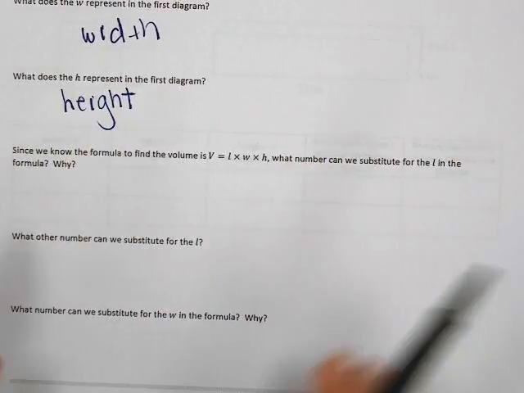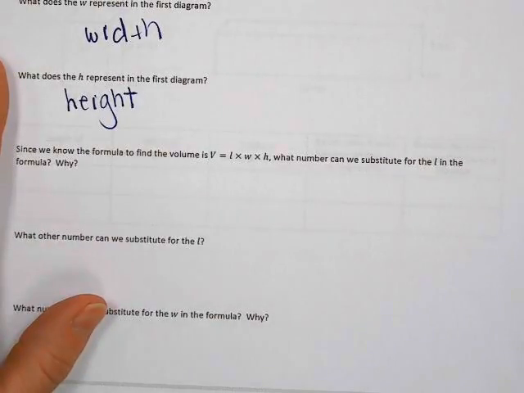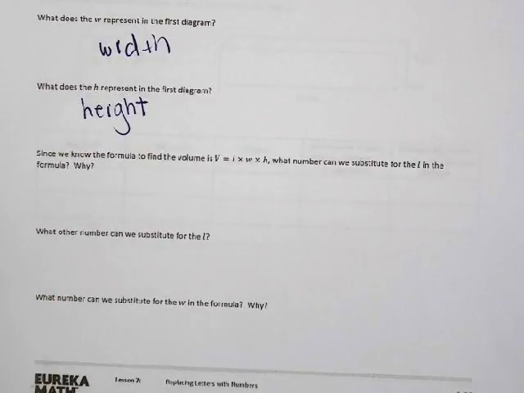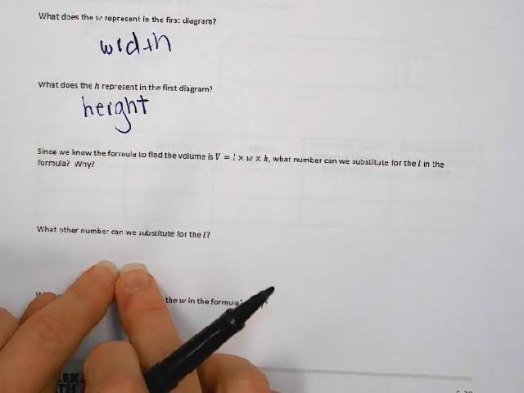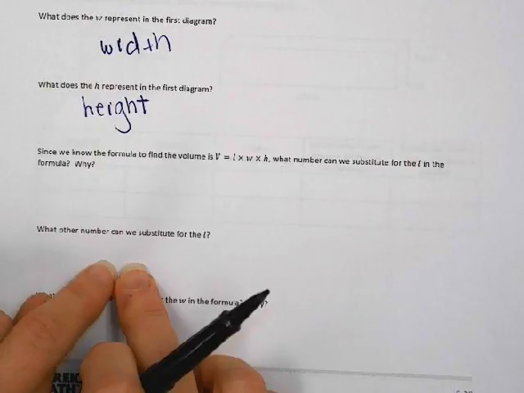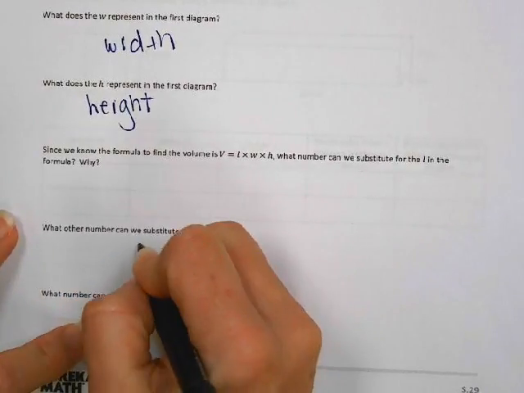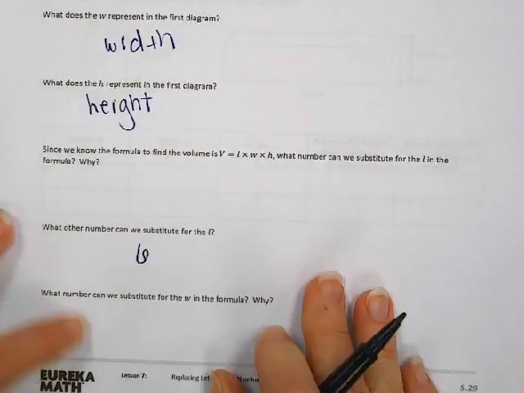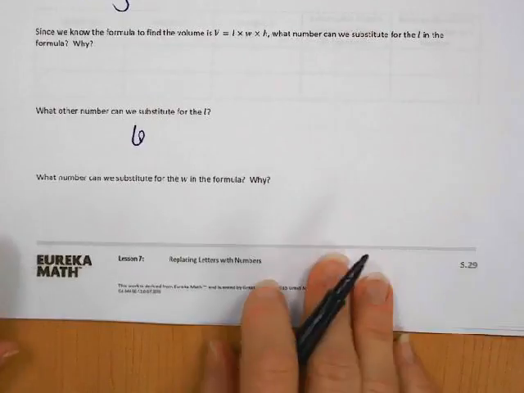So what they're asking is, if we're going to use this formula, length times width times height, then we have to know what numbers to substitute in to be able to find the volume of this rectangular prism. So the number that we know would go in for the length would be the 6, because it shows us here that the length is 6. So 6 is the length.